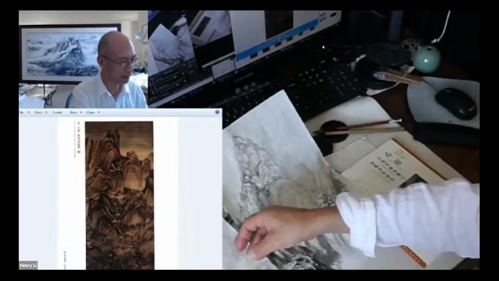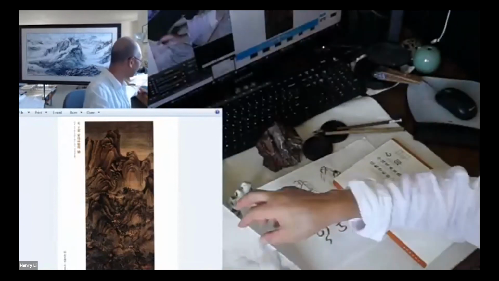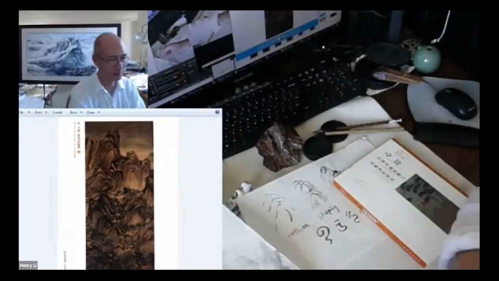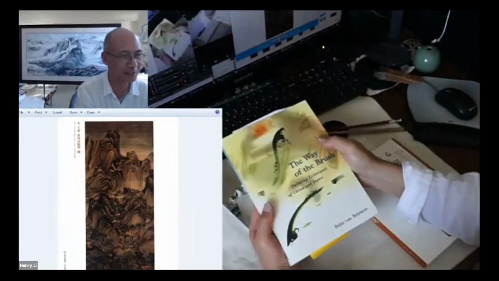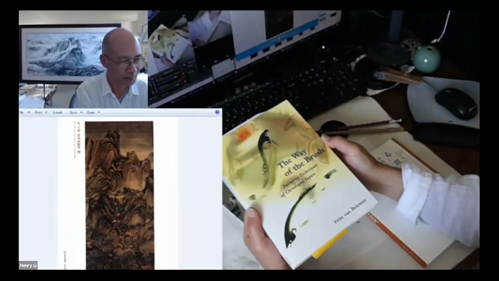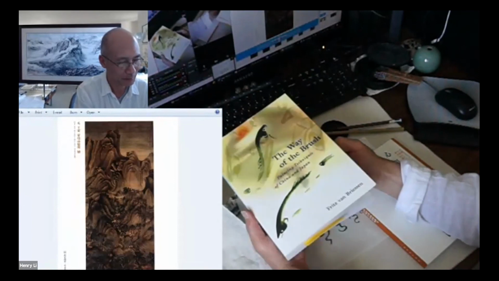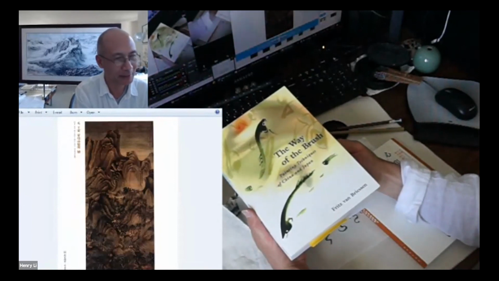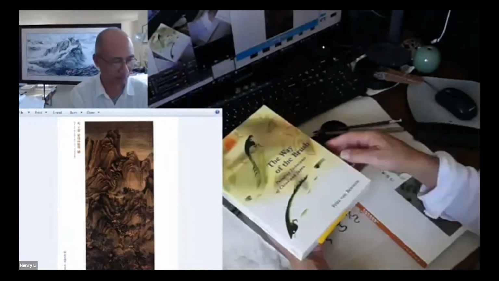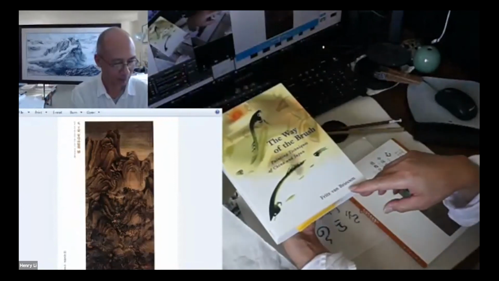Was that The Way of the Brush, Henry? No, that book, I'm sorry, is for advanced students, I think. The Way of the Brush: Painting Techniques of China and Japan. It's written by Fritz van Briessen.